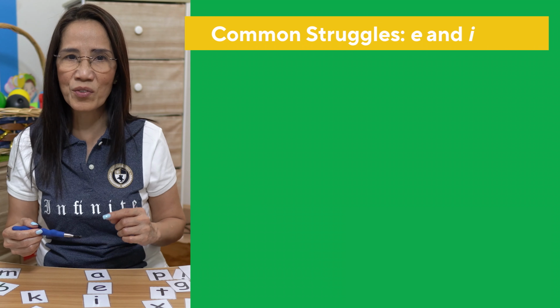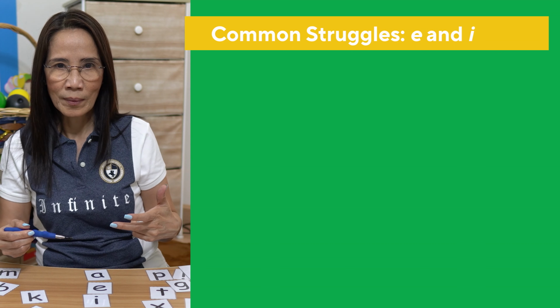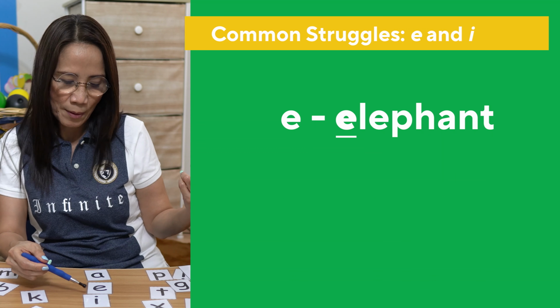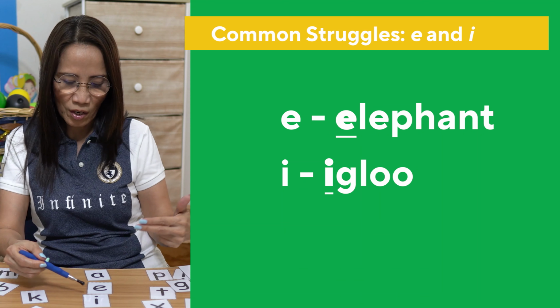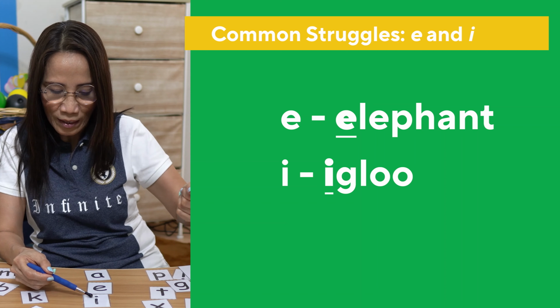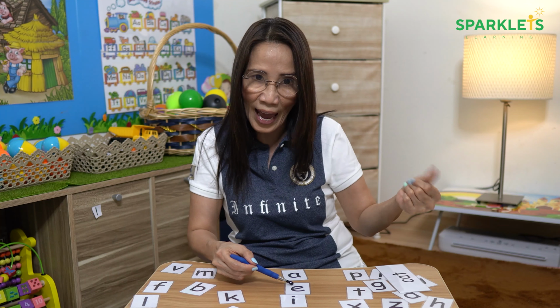Normally, the children struggle in differentiating the e and i sound. You can give them tips like e, elephant, i, igloo, because sometimes they interchange. So when they struggle here, say igloo, igloo, igloo. So they will say i. Here, elephant, elephant. So they will say e.